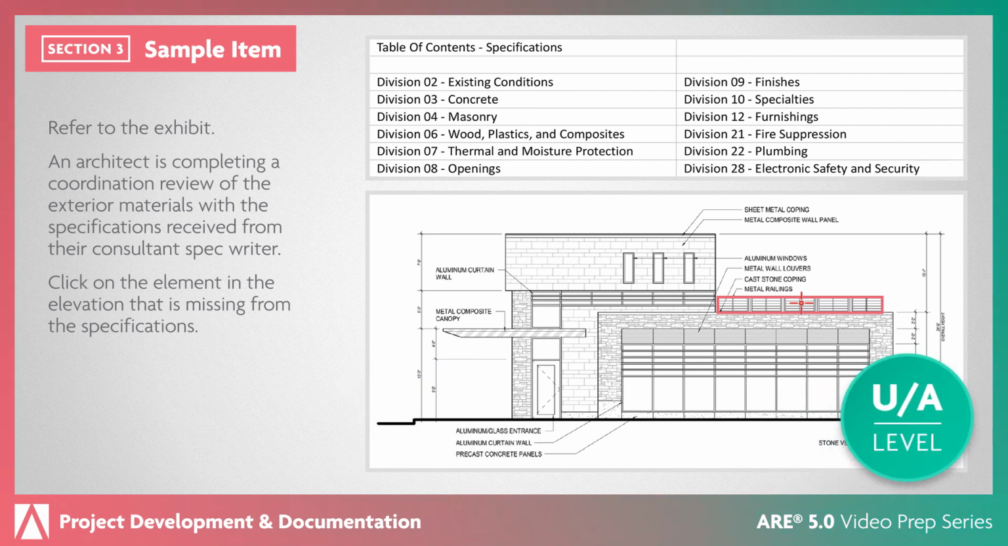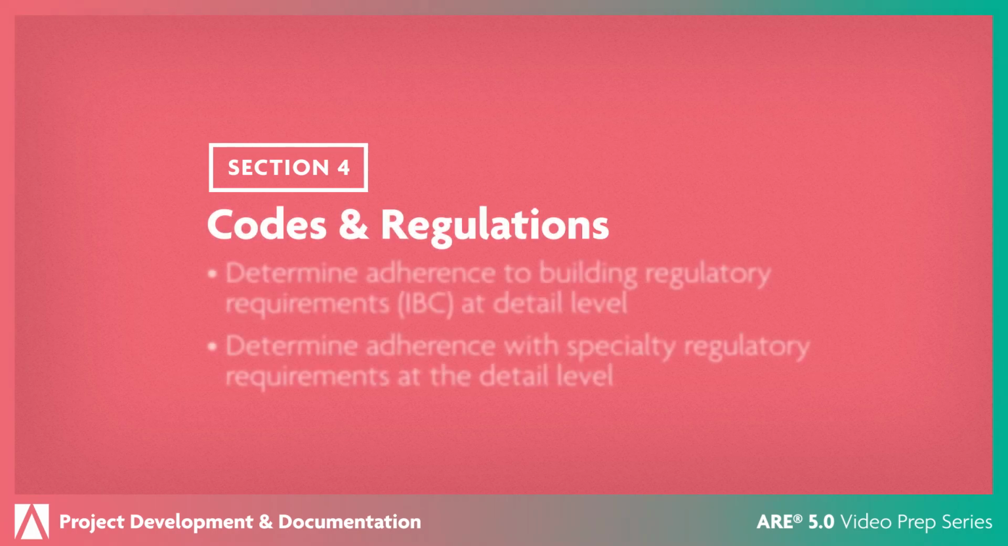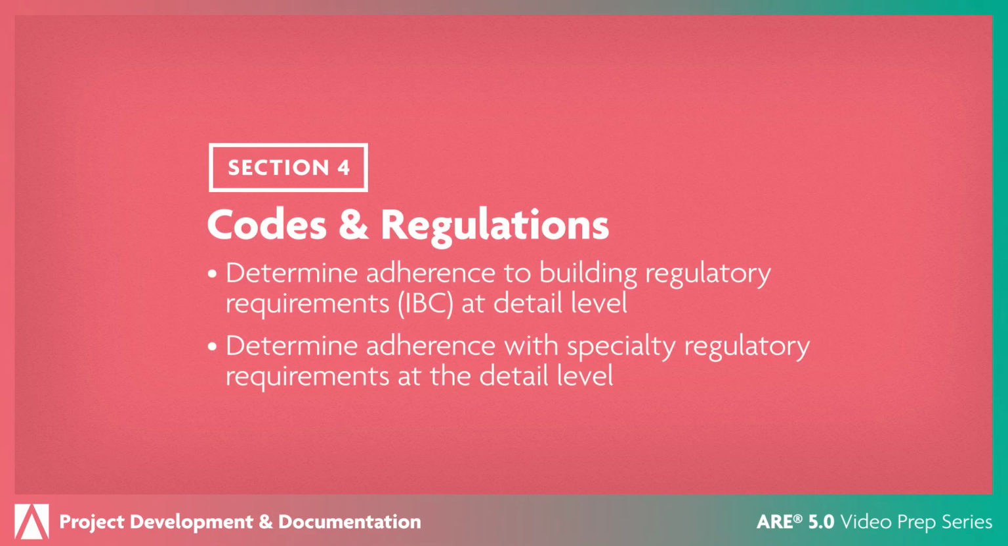This is a UA level item requiring you to understand the MasterFormat specification divisions and verify that materials shown on architectural drawings are properly specified. Sections on codes and regulations appear in several divisions, but in this division, you'll look at codes and regulations at a detailed level and determine how they pertain to project documentation. Let's look at a sample question.